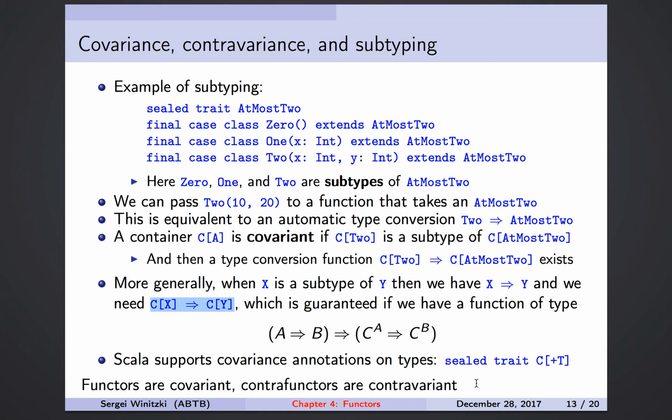So if you want to make this explicit in Scala, if for any reason you need subtyping, which is an advanced topic in functional programming, and it's not something I'm going to talk about a lot right now, you can put a plus sign for covariant or a minus sign for contravariant, and then the compiler will check that you actually have covariance or contravariance correct. So this is the correspondence between functors, contrafunctors, covariance, and contravariance, which is a very interesting thing.